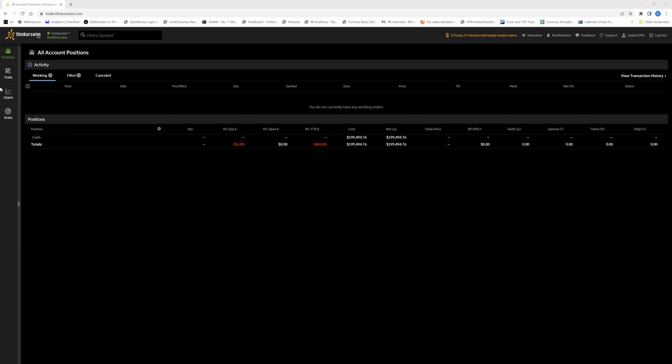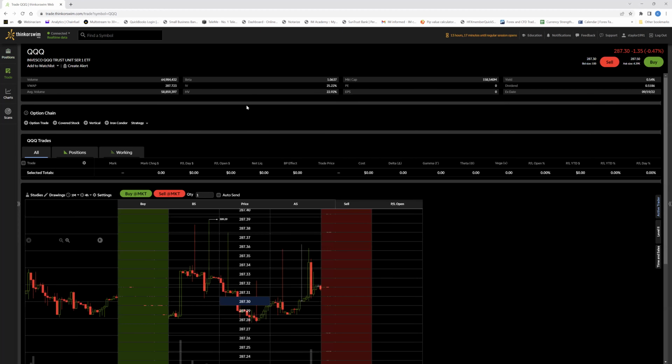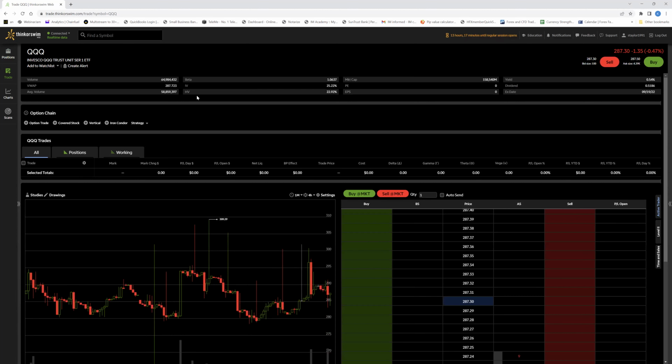So the first thing you'll do when you sign in, this is a paper money account, it'll look something like this. And then it'll have your positions and all these different things on here. One of the things that we want to make sure we do is we want to come to trade, and then this is going to bring up all of your options and all of your things in terms of your symbols and the different stocks that you're trying to trade.